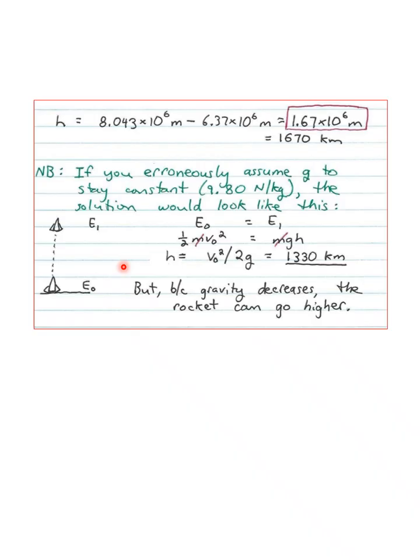And you get a height of 1330 kilometers. Look how much precision we've lost. The true answer is 1670. Using this method, you only get that the rocket goes up to 1330. And the reason is, in this method, you're assuming that gravity is stronger than it really is. You're assuming that gravity stays at 9.8. And if that were true, it would only get up to 1330 kilometers.